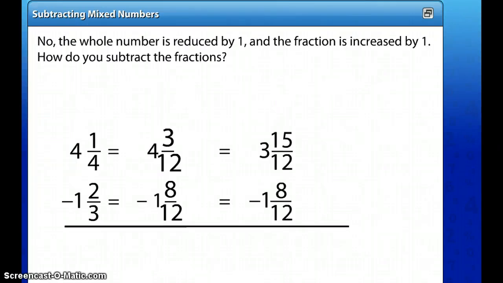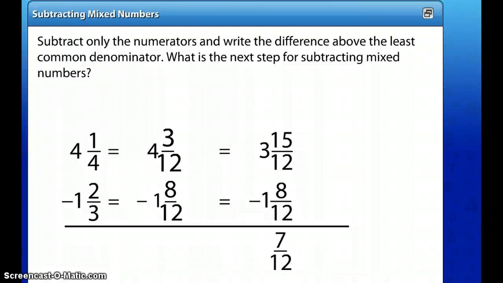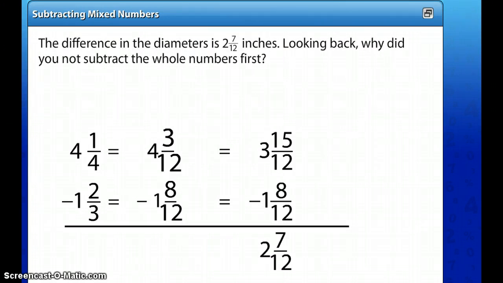Alright, let's keep going. No, the whole number is reduced by 1 and the fraction is increased by 1. How do you subtract the fractions? Subtract only the numerators and write the difference above the least common denominator. What is the next step for subtracting mixed numbers? Okay, so we did this. 15 minus 8 is 7, so you have 7/12. What do we have left to do? Nothing. One more thing. What is it, Haley? Subtract. The whole number is 3 minus 1 now. Subtract the whole numbers. Simplify if necessary. The difference in the diameters is 2 7/12 inches.